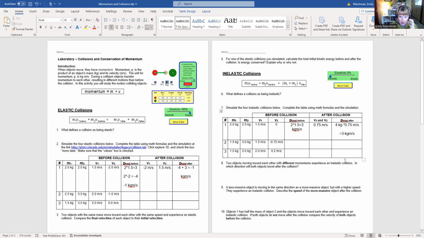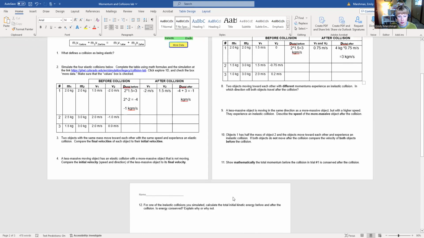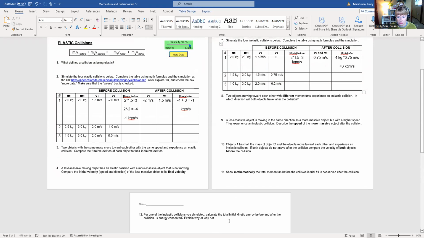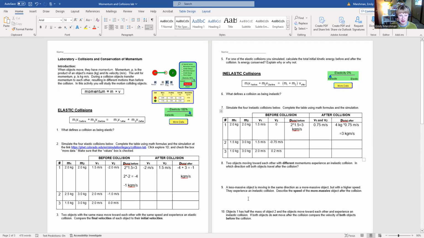There's a few more concept questions here that I'm asking you to work through, but most of those should not be too difficult. Overall, the main idea here is to see the difference between inelastic and elastic collisions and apply conservation of momentum to both situations.